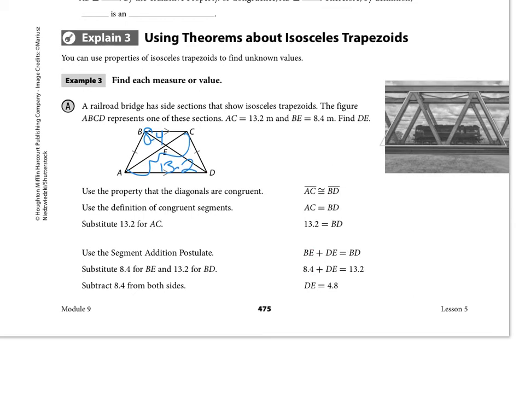So diagonals are the same going both directions. So 8.4 plus the unknown DE has to equal the whole length, and then a quick subtraction just leads us to 4.8. On the next page, we're going to have a similar problem.